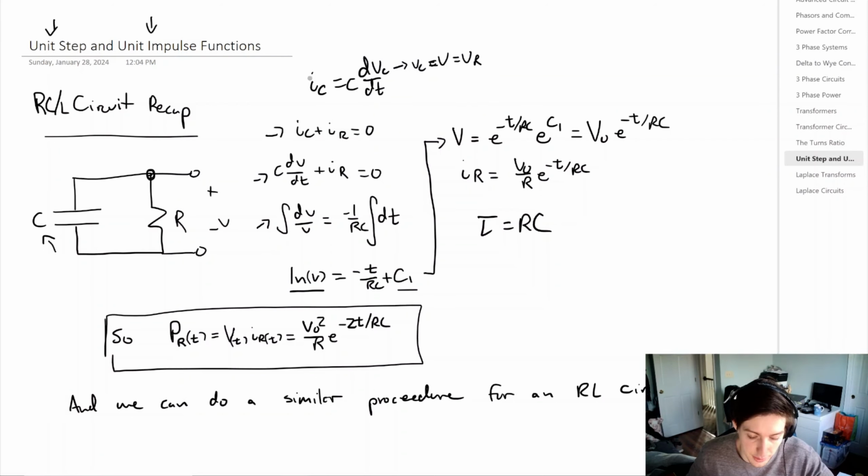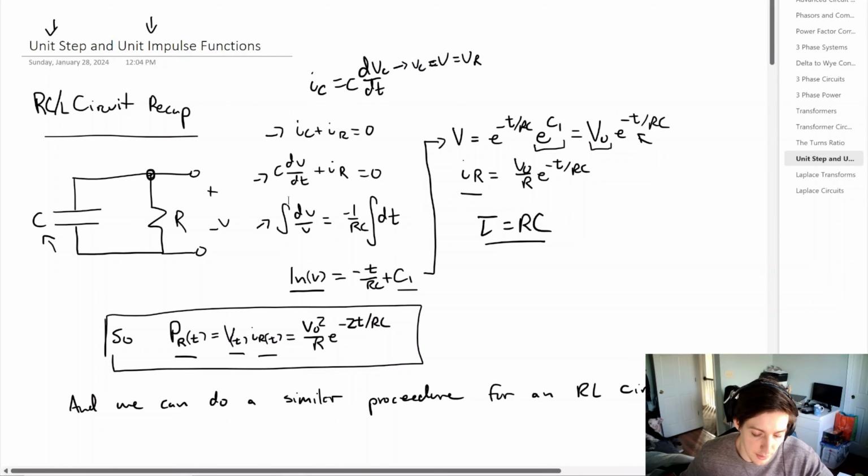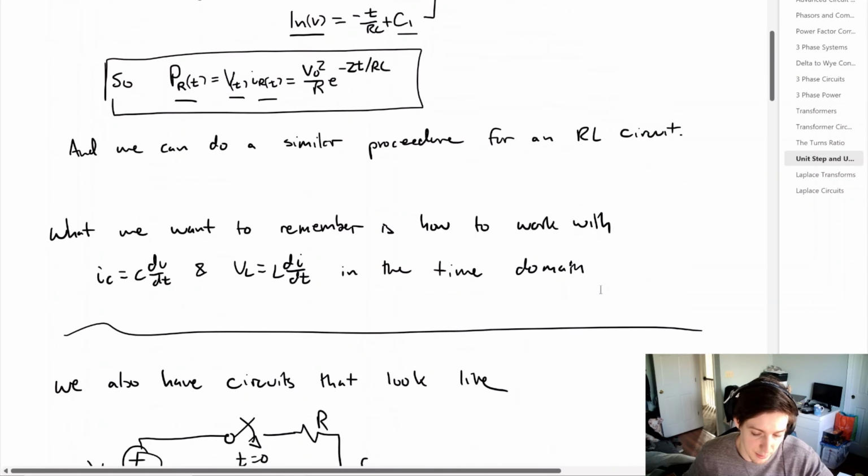So from that, we manipulate this equation to say that the voltage is equal to e to the minus t divided by RC multiplied by e to the C1, where e raised to the C1 is going to be equal to V naught, or our amplitude that comes with this exponential. And we can find that the current through the resistor is simply equal to V naught divided by R, and then we get this exponential that comes for the ride. And we had a time constant, tau, which was equal to the product of the resistor times the capacitor. And we can do a similar procedure for an RL circuit, but we can skip that for now.